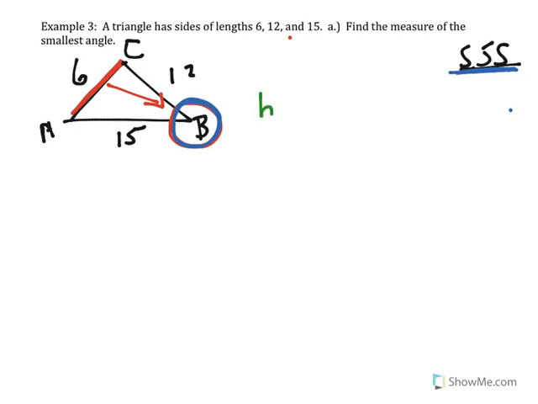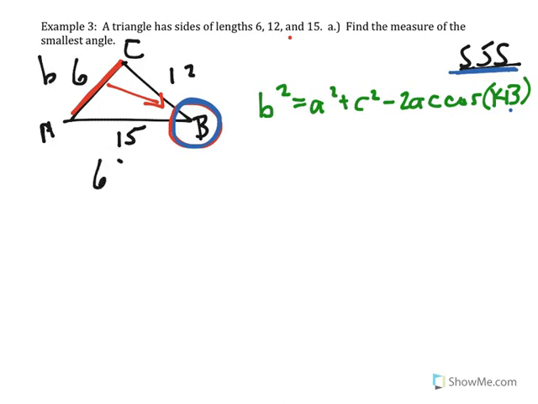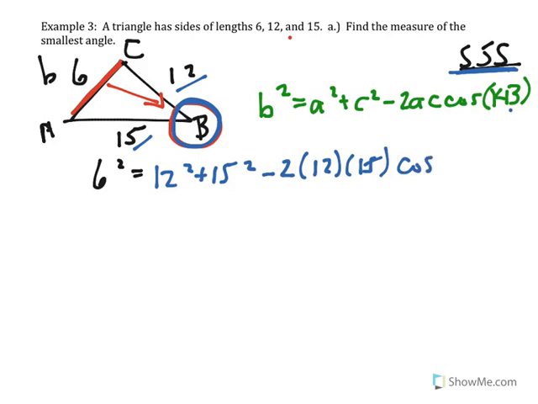So the formula would be side B squared is equal to A squared plus C squared minus 2AC cosine of angle B. So we know all the other sides. Everything else can be filled in. We're going to leave angle B blank. So that's what I'm going to fill in at this point. So my side opposite angle B is side B, and that is 6. So we're going to have 6 squared is equal to, my other 2 sides are 12 and 15, so it's going to be 12 squared plus 15 squared minus 2 times 12 times 15, and then the cosine of angle B.